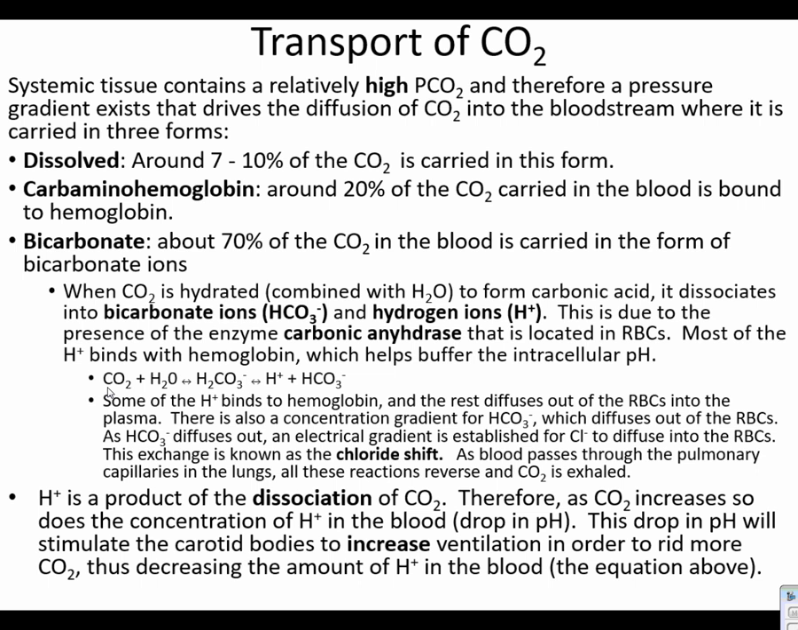Now it's important to understand, and this is something that we'll talk about a little bit more in just a second, that hydrogen ion can be thought of as a product of CO2 dissociation. So if CO2 increases, so does our concentration of hydrogen ion in the body, or in our blood, as we're saying here, causing a drop in pH. This drop in pH will stimulate the carotid bodies, which are receptors that we're going to talk more about here in a second, that increase ventilation, so we increase our breathing rate in order to rid more CO2, thus decreasing the amount of hydrogen ion in our body, or in the blood, excuse me.